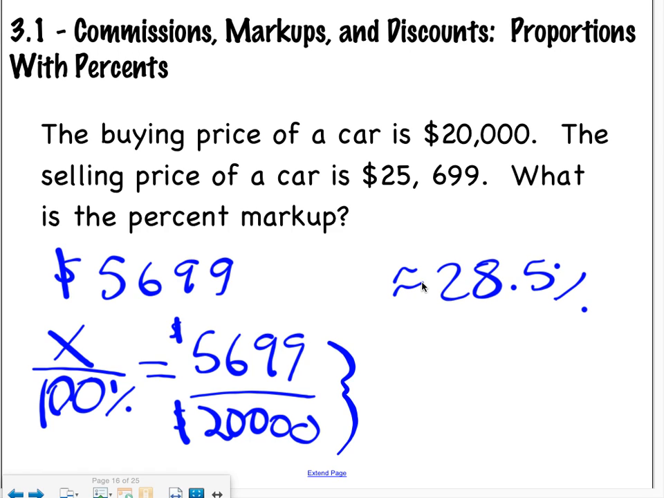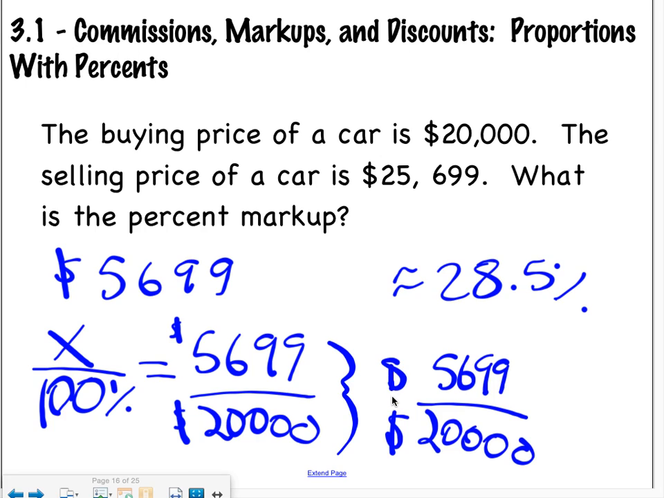Okay, so we could also just divide 5,699 over 20,000, right? So that tells you what percent 5,699 is of $20,000. It just gives it to you in decimal form. So you're just missing this times 100 step over here. So this would give you like 0.285 on the calculator, which we know is 28.5%.